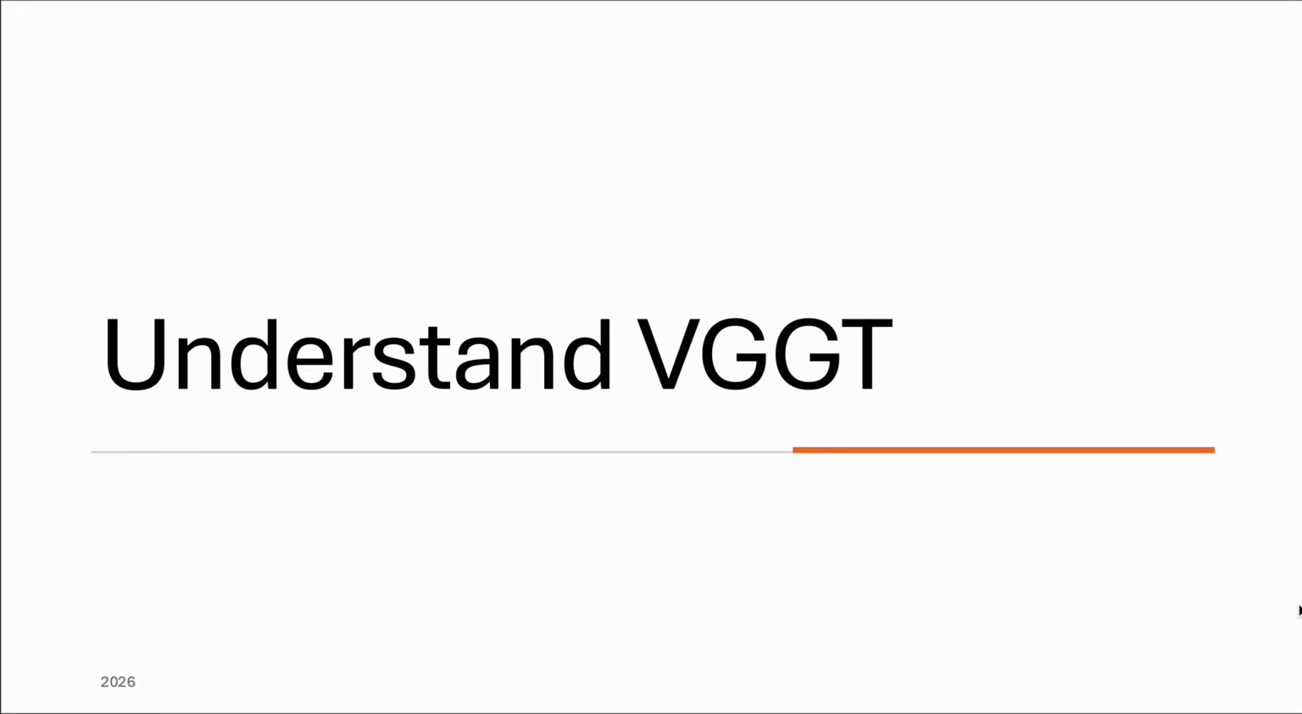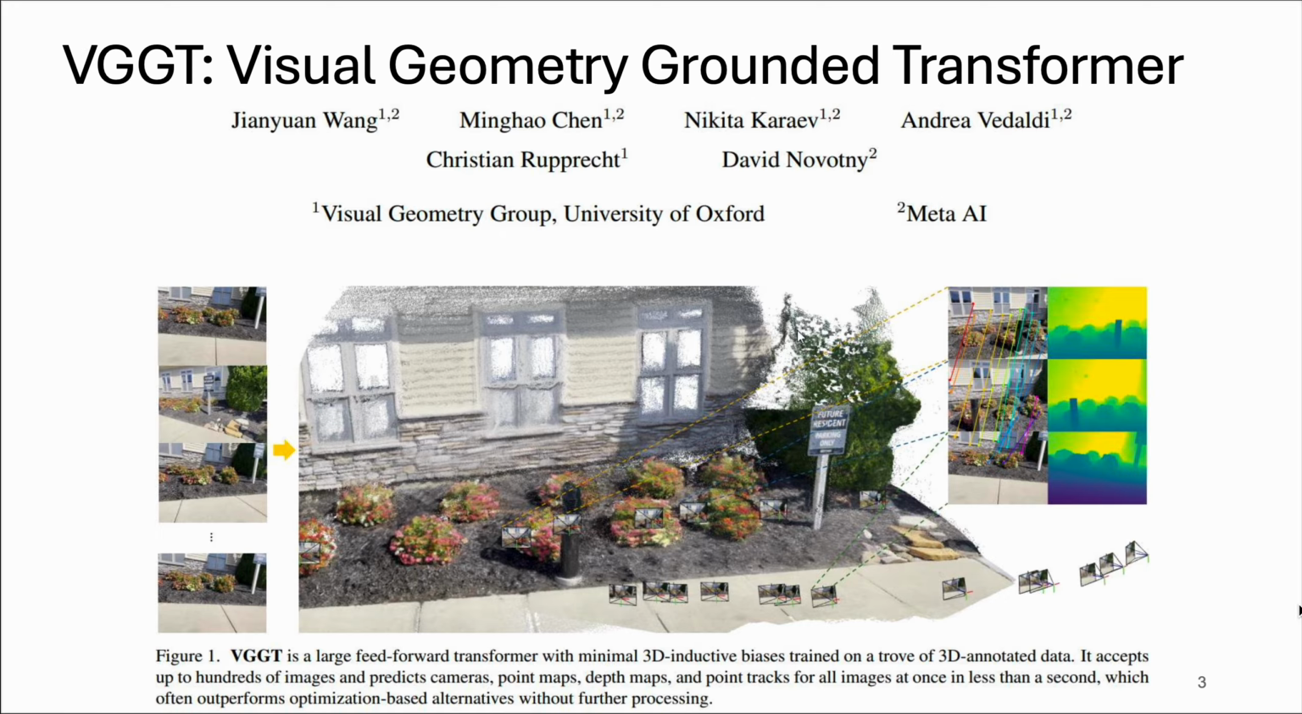This is an explanation of the VGGT paper that came out in 2025. First, let's take an overview. The full name of VGGT is Visual Geometry Grounded Transformer. It was a paper published by Meta AI.